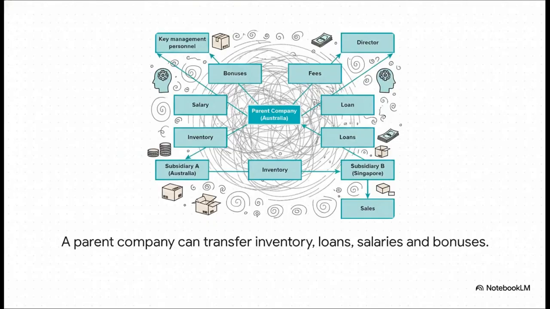And this diagram here shows you just how messy these relationships can get. You've got a parent company that might be shifting inventory over to one subsidiary, giving a loan to another, and paying out big bonuses to its top managers. It's this whole web of transactions all happening inside the same corporate family.